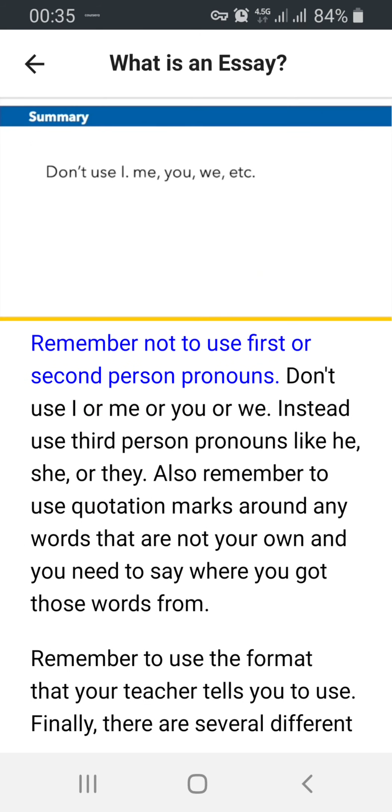Remember not to use first or second person pronouns. Don't use I or me or you or we. Instead, use third person pronouns like he, she, or they.